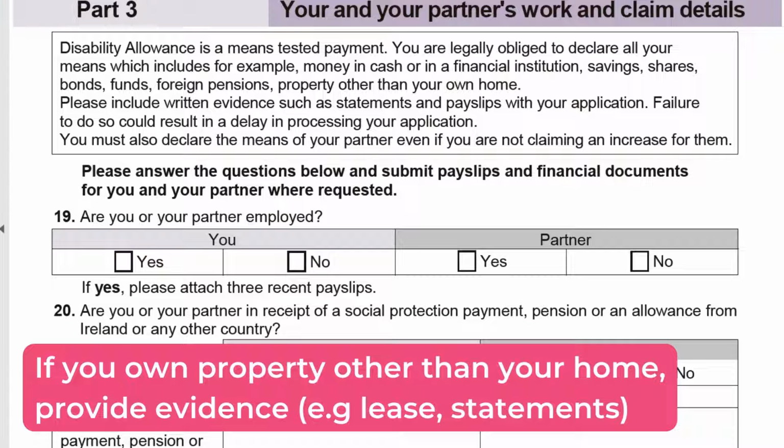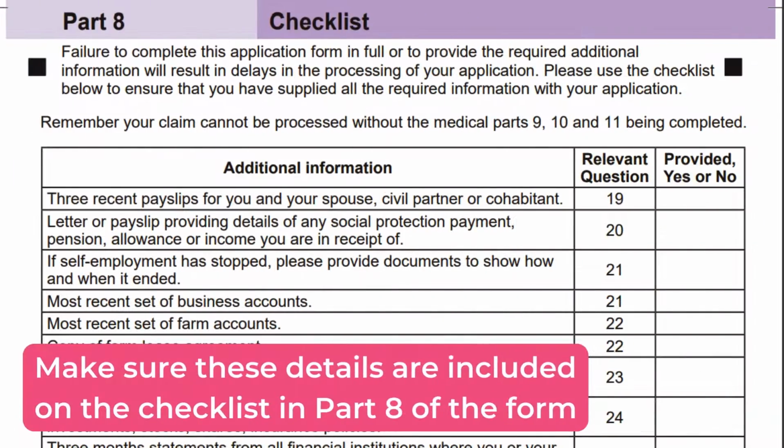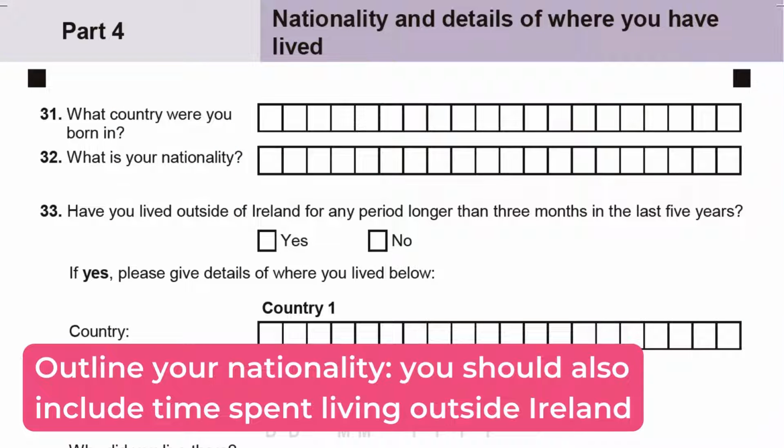If you own property other than your home, provide evidence through leases or bank statements. You should also mention if you or your partner are currently receiving maintenance. Make sure all of these details are included in the checklist in Part 8 of the form. Step 4. Outline your nationality. You should also include time spent living outside of Ireland.